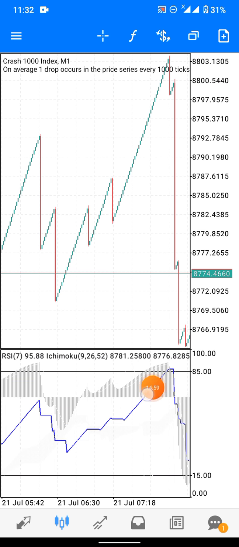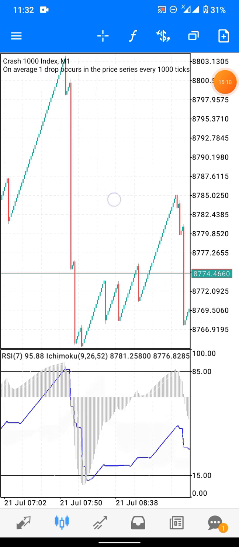So the MACD touches level 85. We are waiting for the Ichimoku. When the Ichimoku touches it, then we can take a sell, and you can see, okay, I gave this signal.